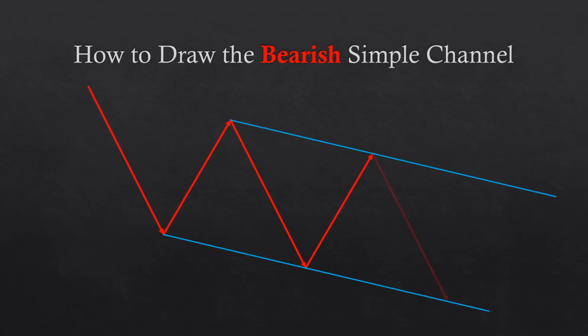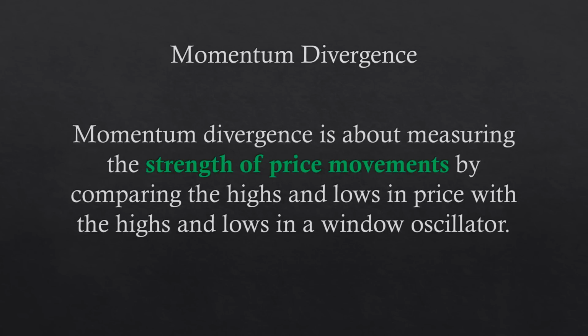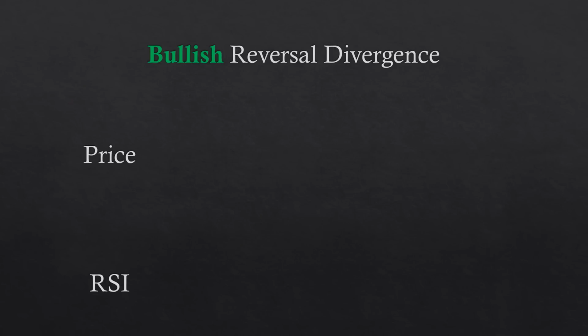Let's now learn about the other element of the strategy, which is the momentum divergence technique. Divergence is about measuring the strength of price movements by comparing the highs and lows in price with the highs and lows in a window oscillator like the RSI, for example, even though you can find divergence signals in many other technical indicators as well. In this video, we'll focus on the RSI. I will show you two types of divergences, the reversal and the continuation divergence. Let's first look at the bullish version of these two types of divergences.